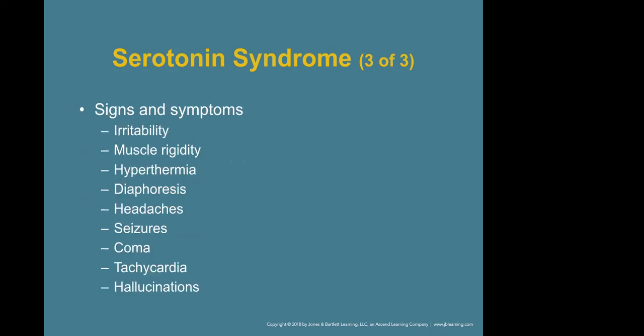Okay, so you're going to have irritability, muscle rigidity, hyperthermia. With the hyperthermia, they're going to be sweaty and feel cold. Okay, the muscle rigidity, lack of flexibility in the joints, massive diaphoresis, headache, tremors that can escalate into seizures. This can cause coma, increased heart rate, all sorts of tachyarrhythmias, hallucinations, and it will end up post-coma into cardiac arrest.